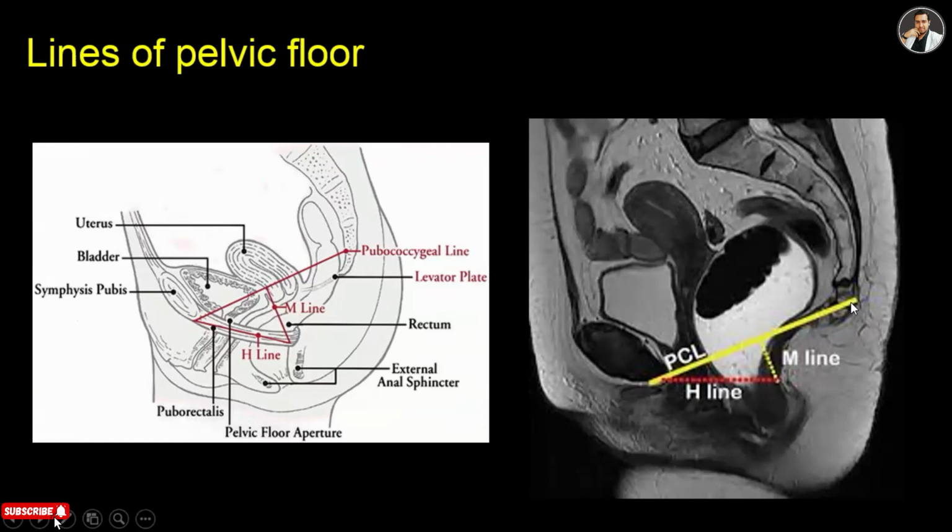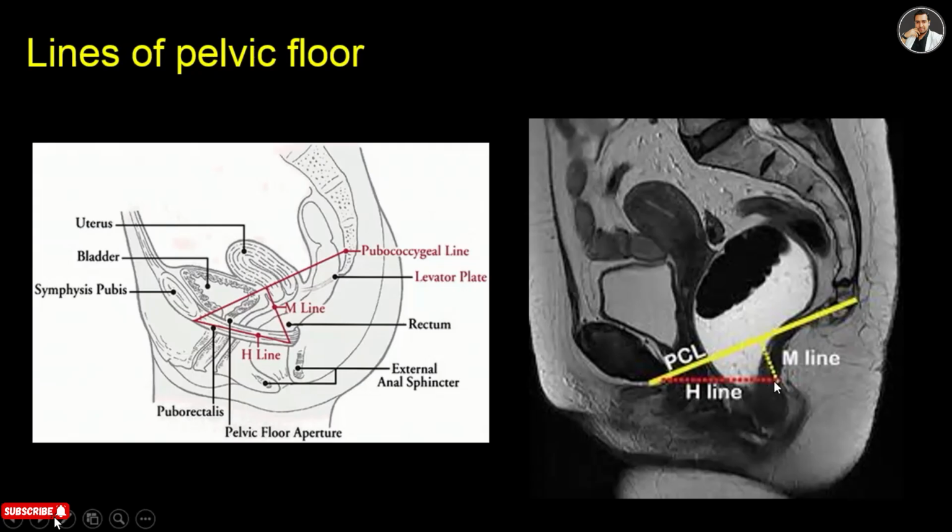For the pubococcygeal line, you have to draw lines during the procedure for the radiologist. The pubococcygeal line runs from the base of the symphysis pubis to the sacrococcygeal joint. This is the PCL line, called the pubococcygeal line.